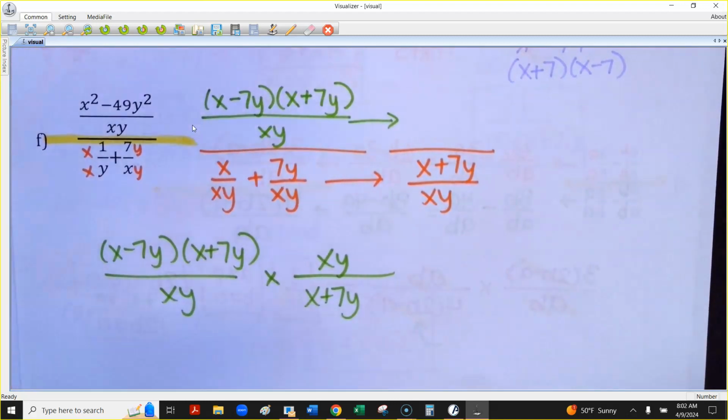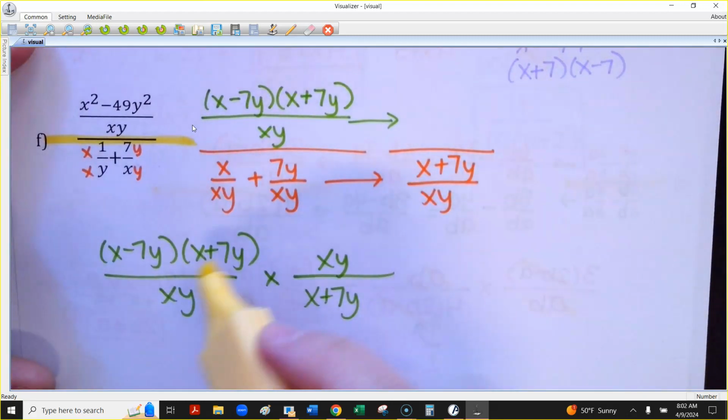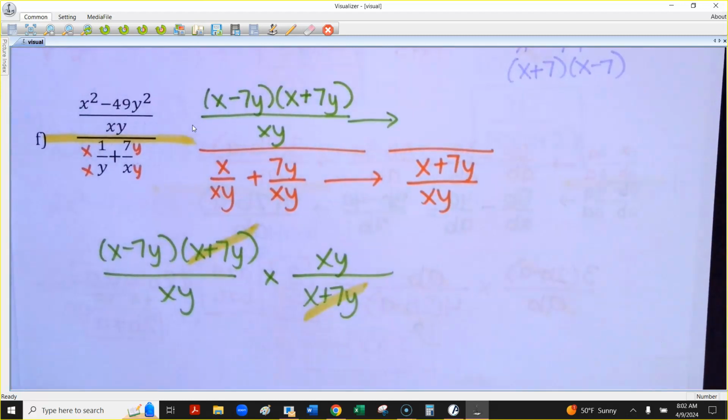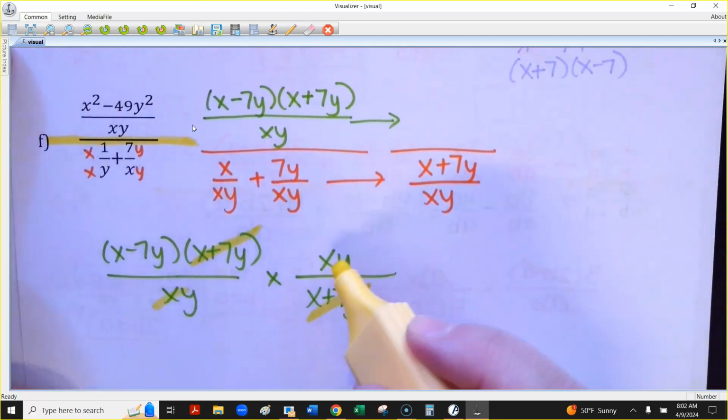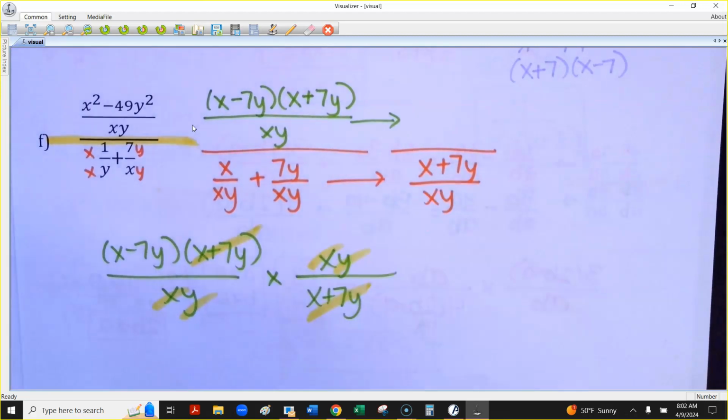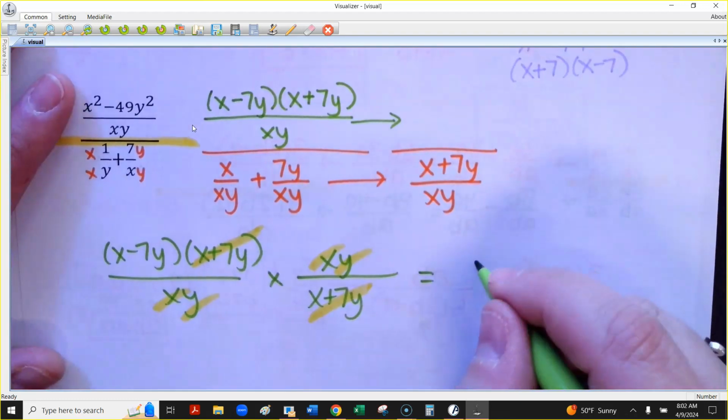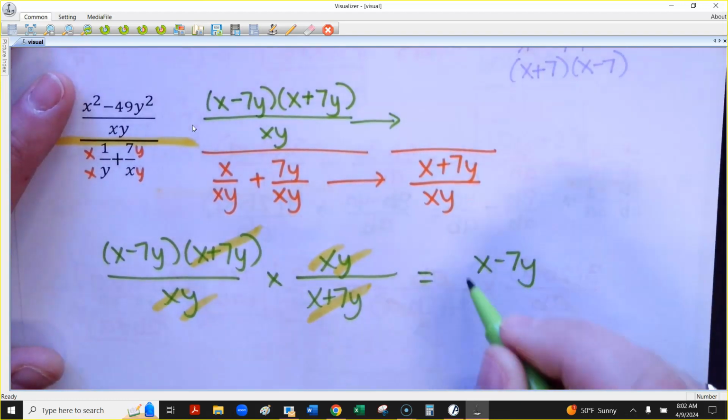And a bunch of stuff cancels here, right? So we have x plus 7y top and bottom. You have an x top and bottom. You have a y top and bottom. What will be left here, we actually cancel the entire denominator out. So you just have x minus 7y left on the top.